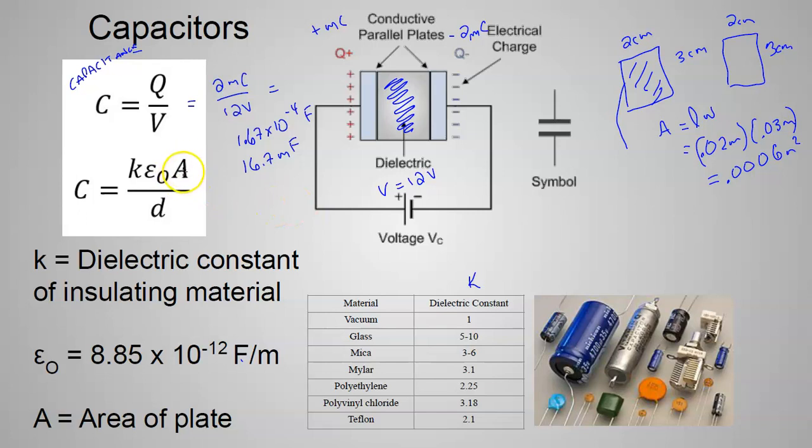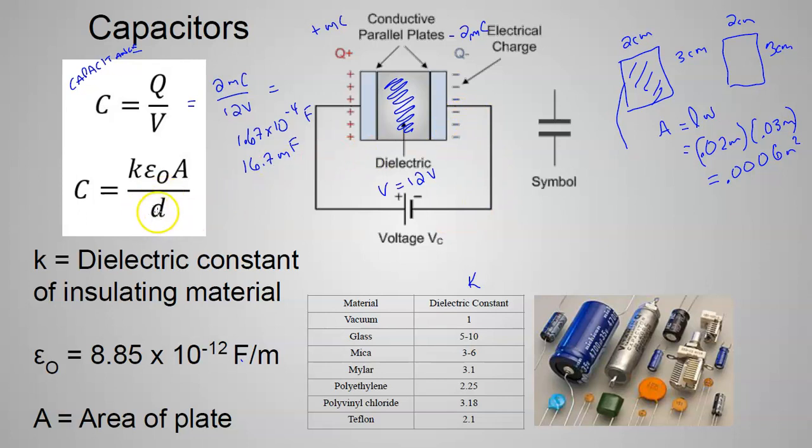If you have more area, you have more capacitance. These electrons don't like each other. They repel each other. So if they have more room, then you can put more of them on there before they start to fight back, before they start to repel and to stop this current coming from the battery.